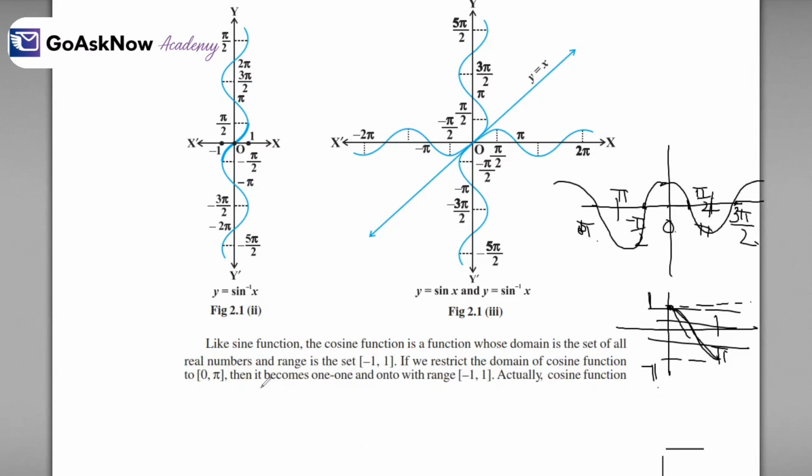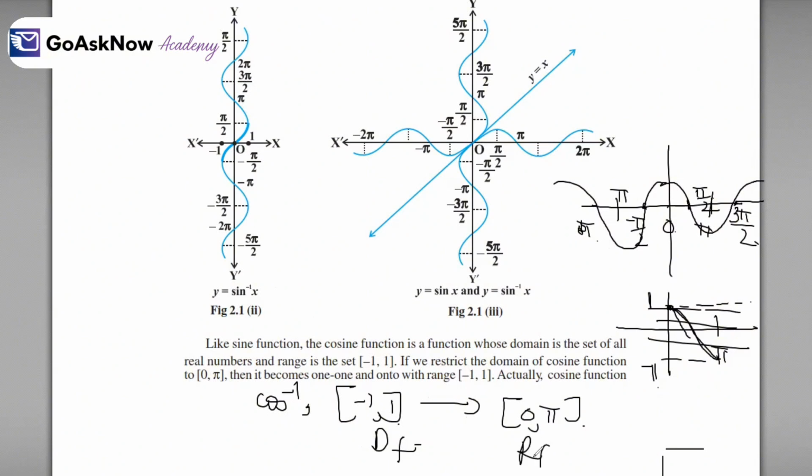And what is the domain of this function? It's cos inverse. The domain will be -1 to 1, similar to sine, but the range will be here 0 to pi. Okay. So this is your domain and this is your range. So let's move to the next page and see what the other things are.